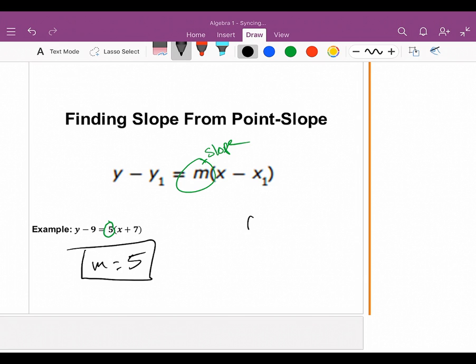And just remember, if you don't have a number in front of the parentheses, like say x plus 7, say y minus 9, know that it is a 1, so your slope can be 1, okay? Even if there was just a minus sign here, a negative, your slope can be negative 1, so just recognize that rule with parentheses, alright?